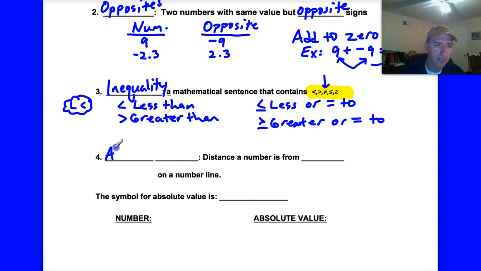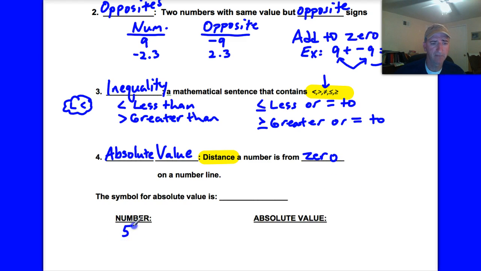Number 4. All right, this is a crazy one. Absolute value. Okay. Basically, the absolute value is the distance, the distance that a number is from 0 on a number line. So you're just thinking, how far is this number from 0?